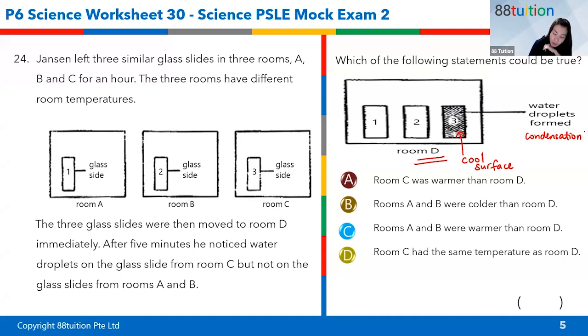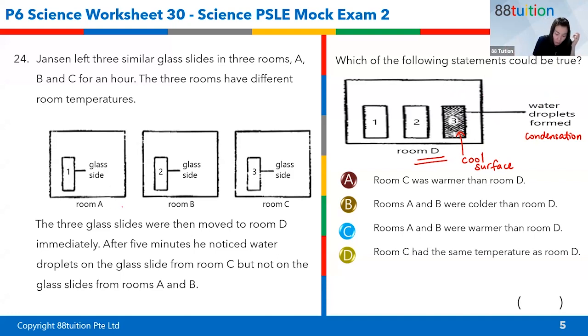Okay, so the warm water vapor from the surrounding comes into contact with the cool surface of glass slide 3, loses heat and condenses to form water droplets, something like that, the full statement. If I change this to an open-ended question, you're supposed to answer that way.